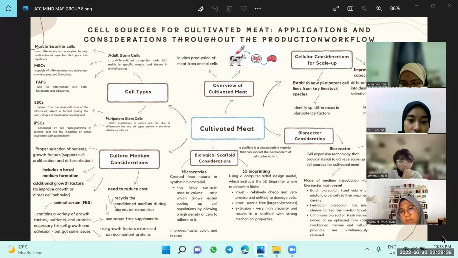So it is likely that non-structured meat like minced meat is more easily scalable and economically feasible to develop in the short term rather than structured meat cuts. And that's all from me. So I will pass the presentation to Farahah.